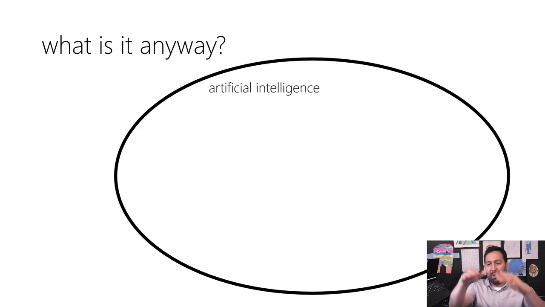So imagine this big bubble is artificial intelligence. What fits in there? Well, your chess player.